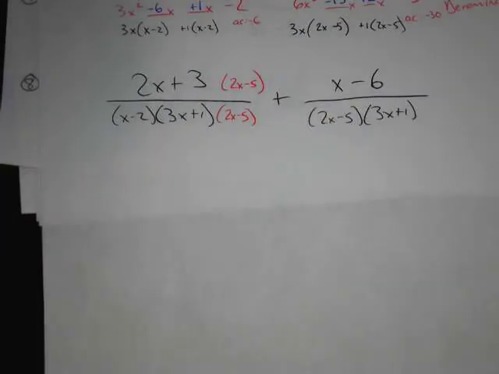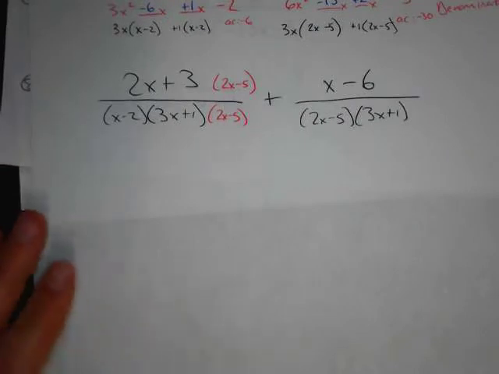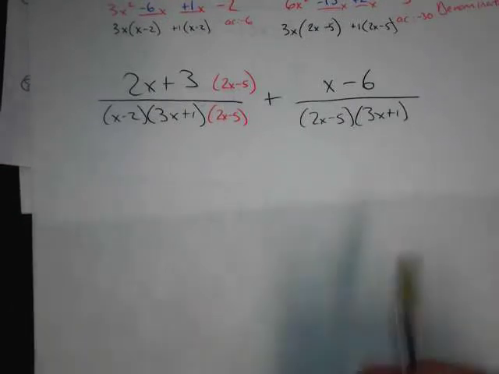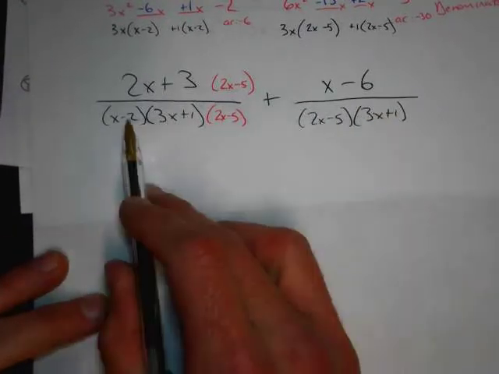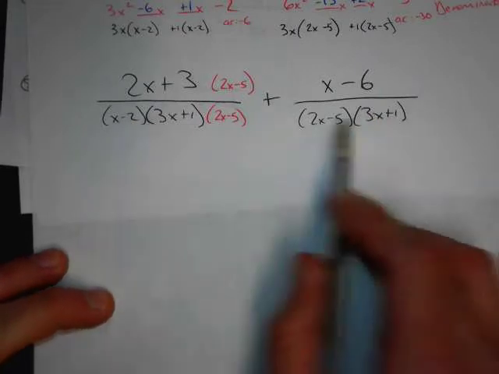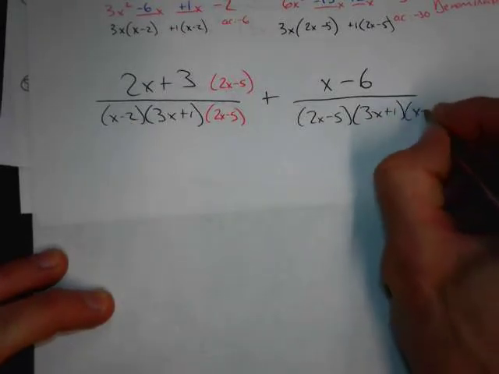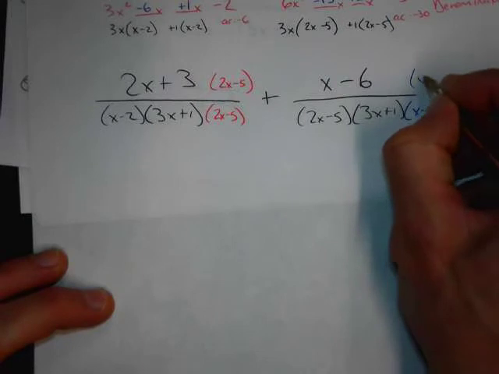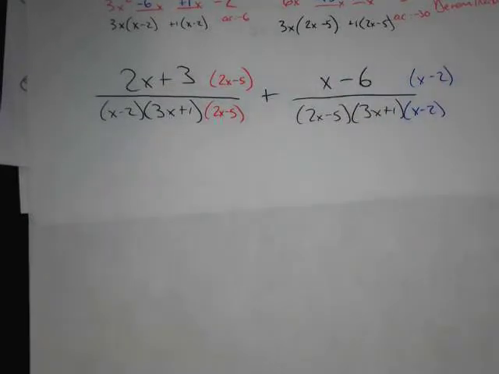Okay, so we have to be cautious again with that giant 1. What about the second denominator? What's it missing that the first one has? X minus 2. So this one needs an x minus 2. So we'll multiply the numerator by x minus 2.